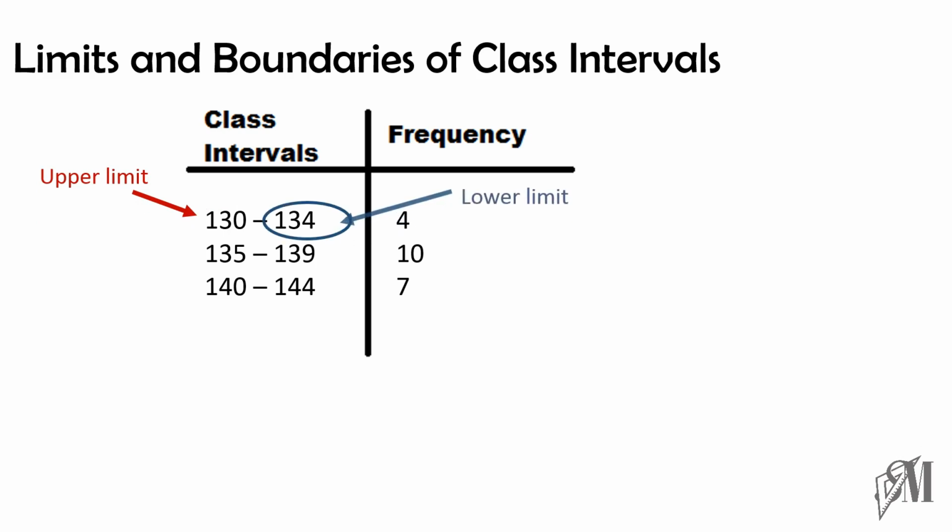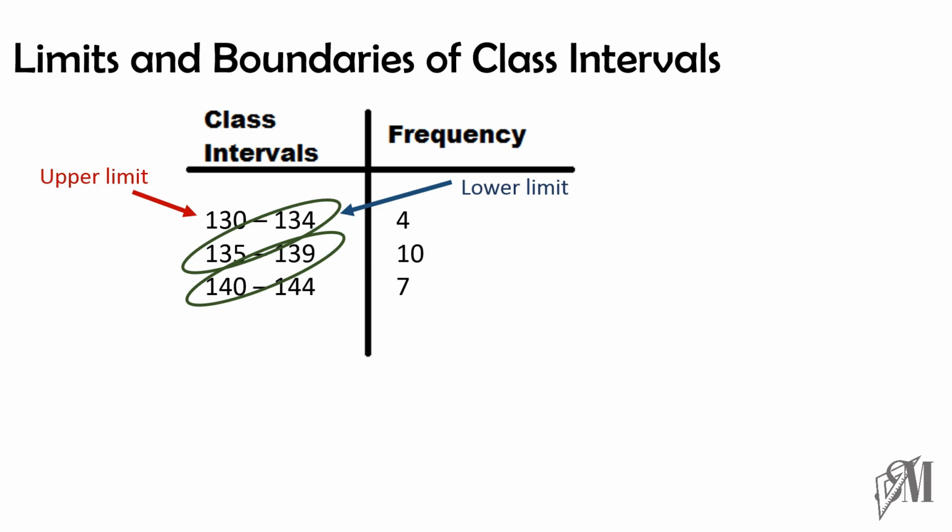Now, when we draw histograms, the lower limit of the first class interval and the upper limit of the second class interval must be the same. But in this case, you can see it is 134 and 135, or 139 and 140 when you come to the next two class intervals. So, in order to make the limits of these two intervals the same, we have to follow this procedure.